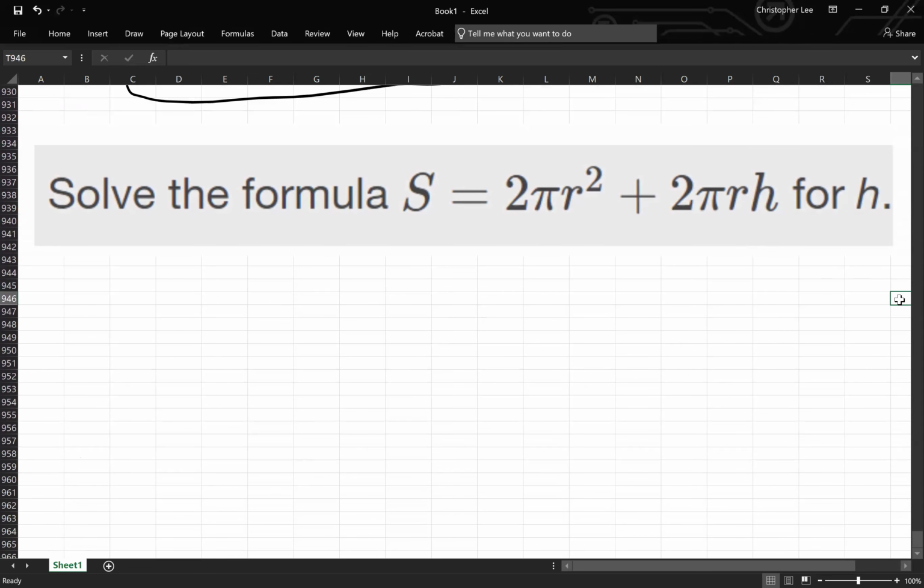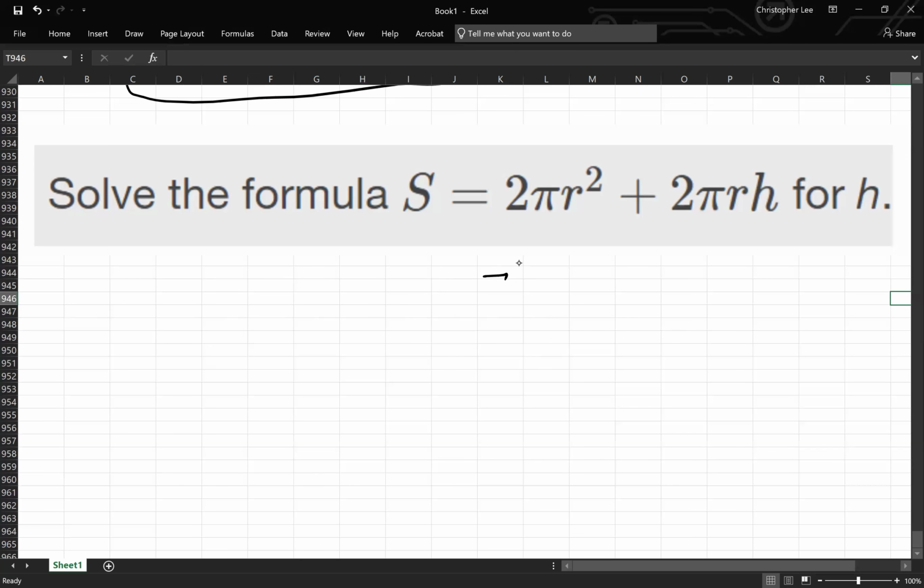Just solve for h. To be honest with you, this question only has 2 steps. Before you could divide, what should you do? Before that, subtract. What are you subtracting? 2 pi r squared, very good.